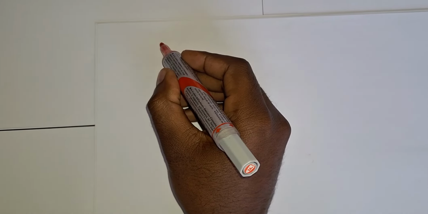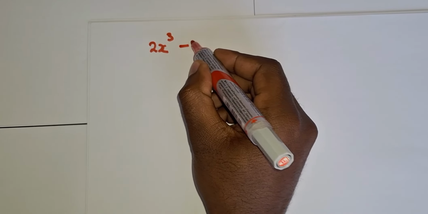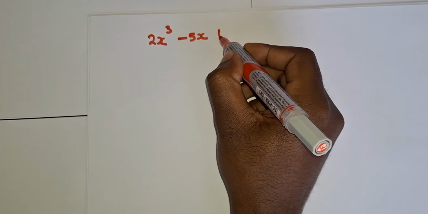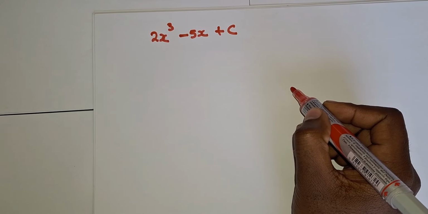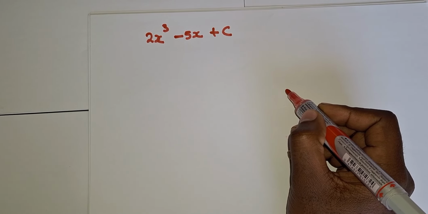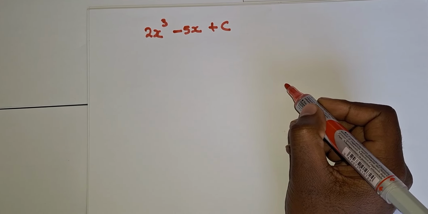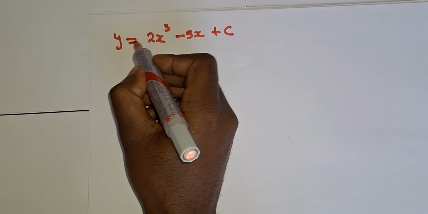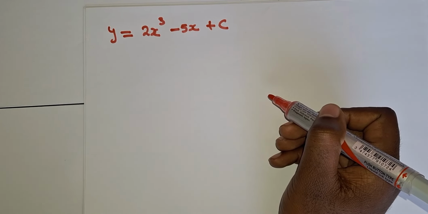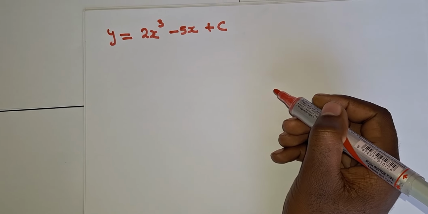Okay, so the expression that we got was 2x to the power 3 minus 5x plus c, and we mentioned c, it is a constant number. It is a constant number, it is not a variable. So let's assign this whole expression to be equal to y, right, so that we can differentiate y with respect to x. How do we do that?